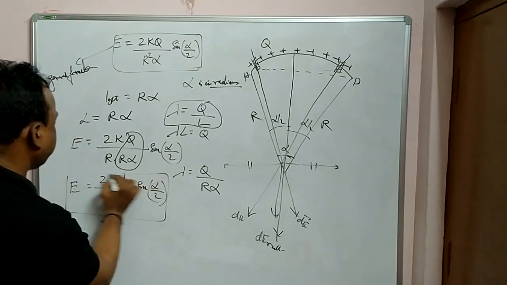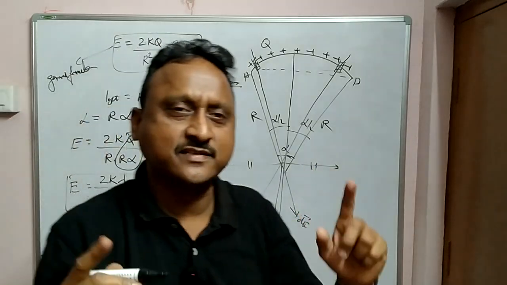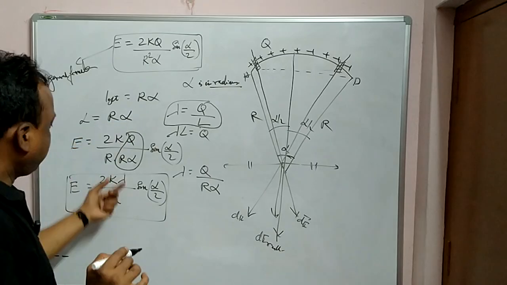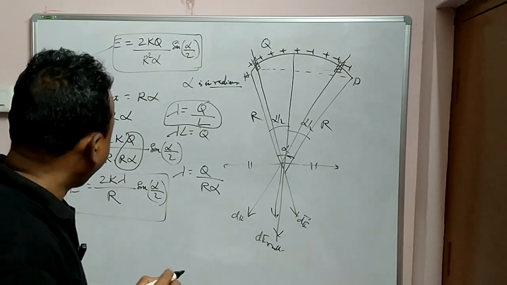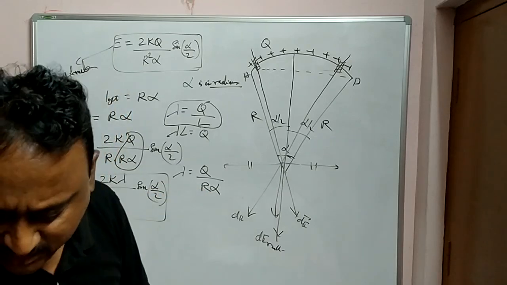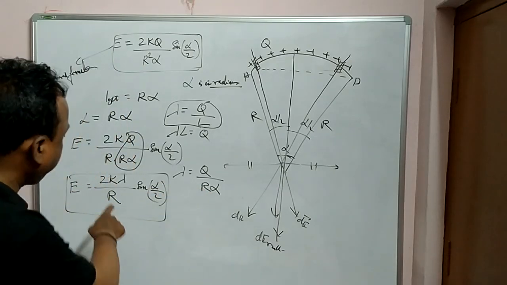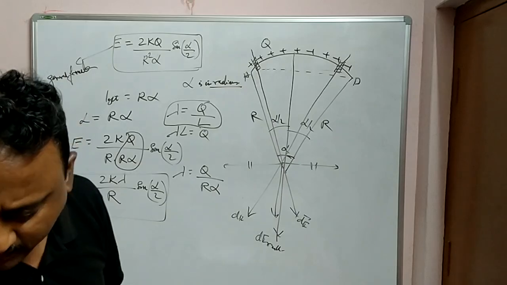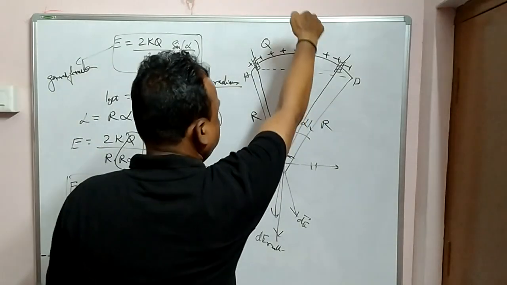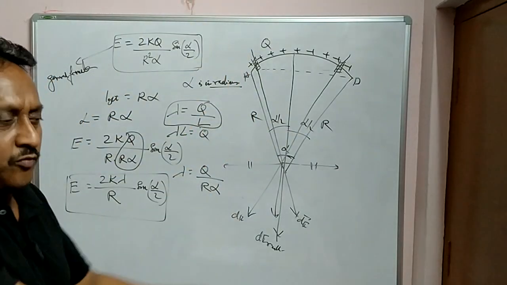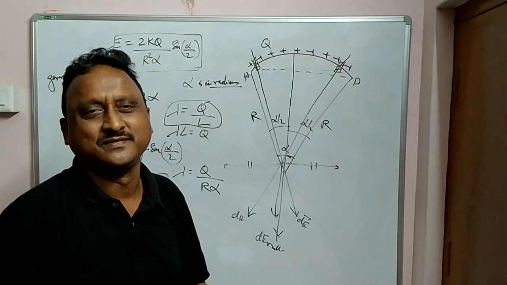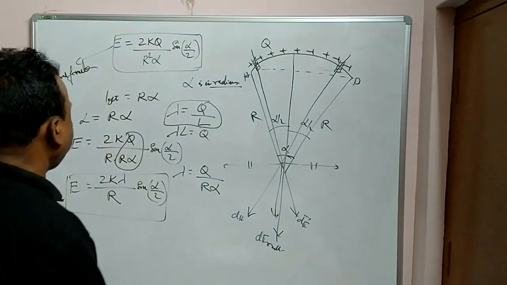In maximum problems you will use this formula instead of Q, because there you are given lambda only, the linear charge density, not the charge. So you can use this formula: 2k lambda by R into sin alpha by 2, where R is the radius and alpha is in radians. This is E. It points away from a positive charge, and for a negative charge it points towards it. Shall we go to the next one?